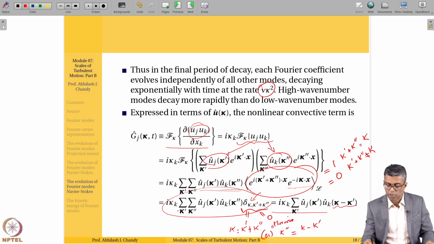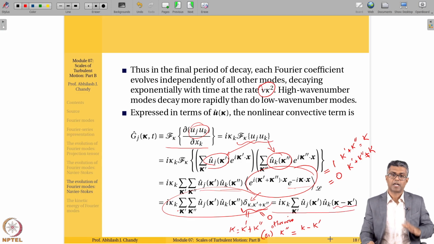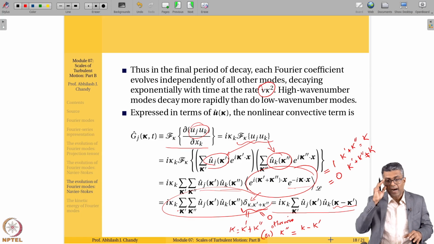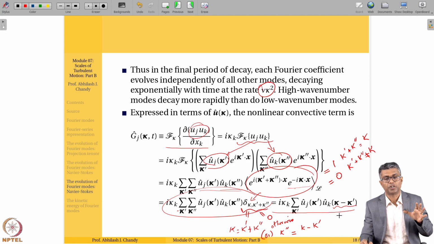So I have this expression simplified, which is only dependent on kappa and kappa prime now, because I have considered the dependency that kappa double prime is equal to kappa minus kappa prime. And that is what I have substituted here. That is why I have the u_k hat of kappa minus kappa prime. That is what your convection term boils down to.